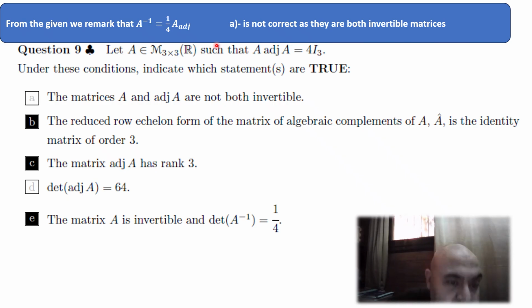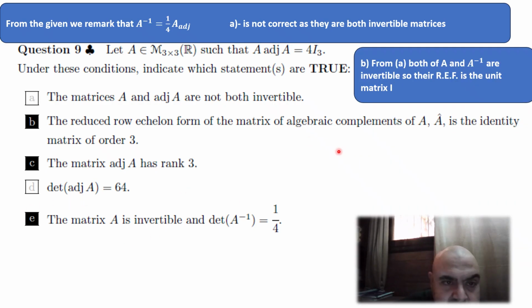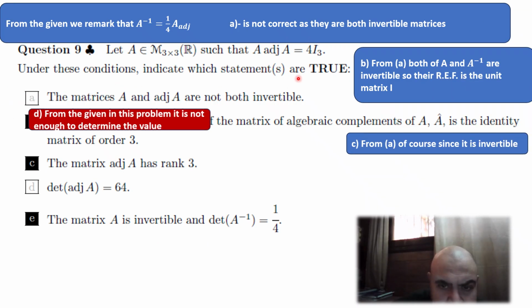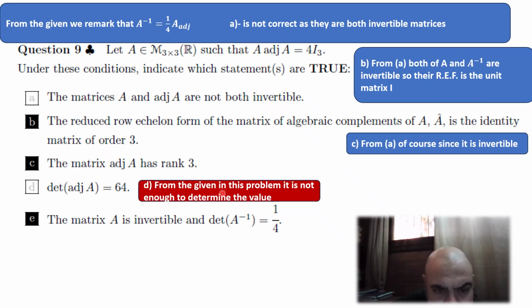It's equivalent to that. The rank will be the same. It's equivalent that the determinant is not going to be equal to the determinant of the adjoint matrix, 64. I don't think I have enough information, because the only information that I have is just this one. So this is not enough information. From the given in this problem, it's not enough to determine the value of this guy.